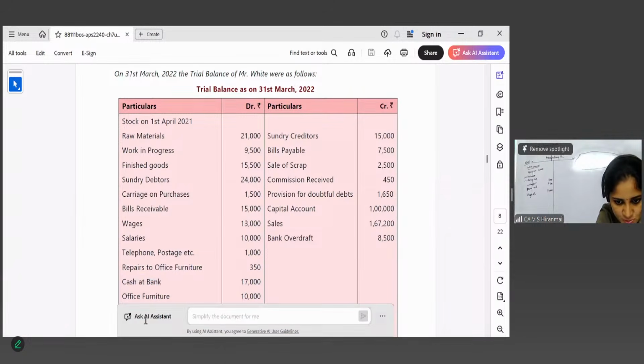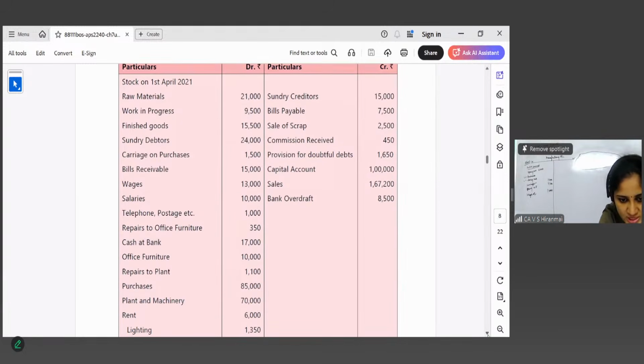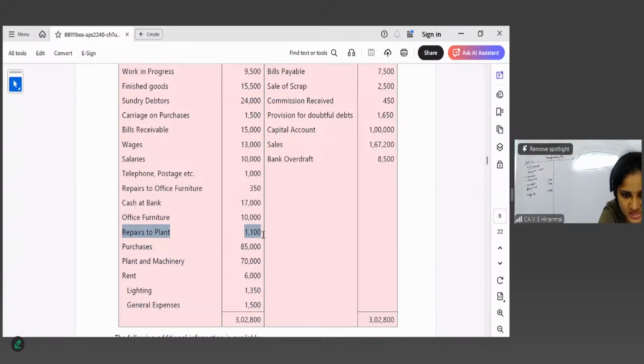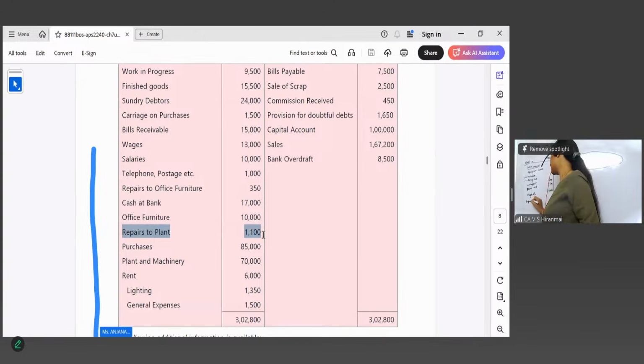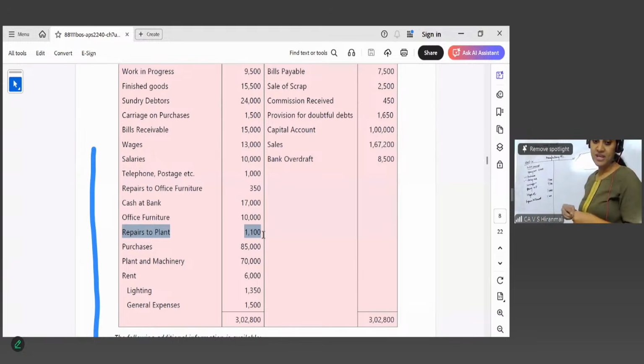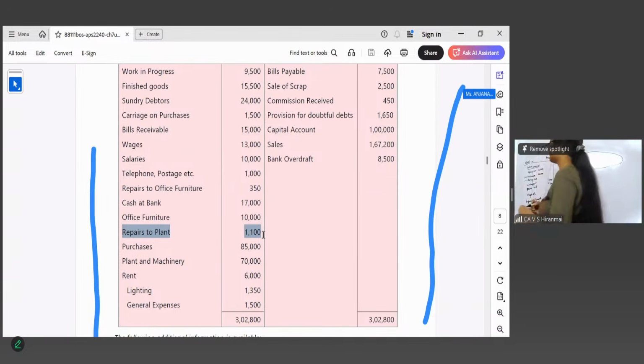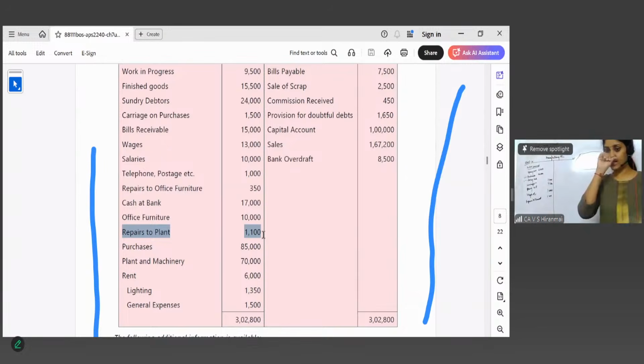Now repairs to plant. All of you please see, this is very, very important. When you are doing some particular repairs to the plant and machinery, that should come where? It will come in the manufacturing account. Repairs to the plant account will be 1,100. Okay. Now purchases 85,000 is nothing but the raw material purchases. So please take it under raw material consumed. Plant and machinery will again go into your balance sheet.